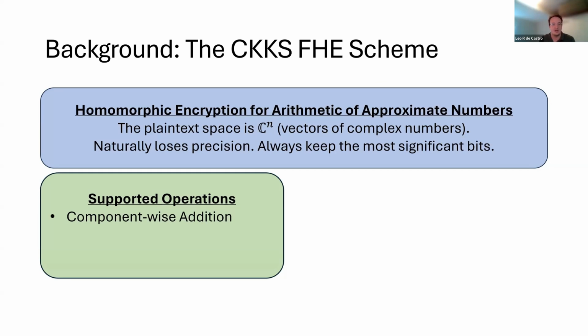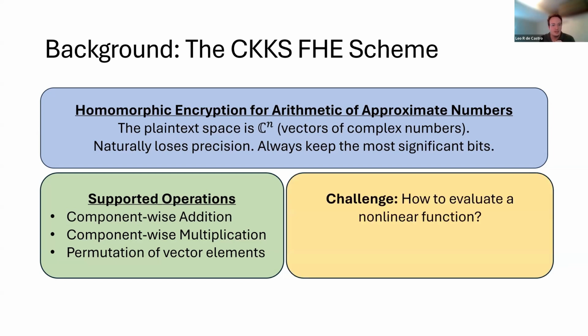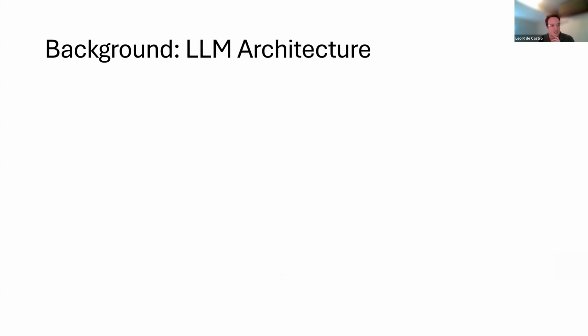We only have a very small number of supported operations in this scheme. Our plaintexts are vectors, and so we can do component-wise addition over these vectors. We can do component-wise multiplication, and then we can also permute the vector elements. But this is really it. There's maybe a couple other minor operations like conjugation, but at a high level, this is really all that we can do. And looking ahead, the one natural question is, say you have a nonlinear function, how would you evaluate it? Well, the answer is you need some kind of polynomial approximation. And this is a huge part of this project, an analysis of these polynomial approximations.